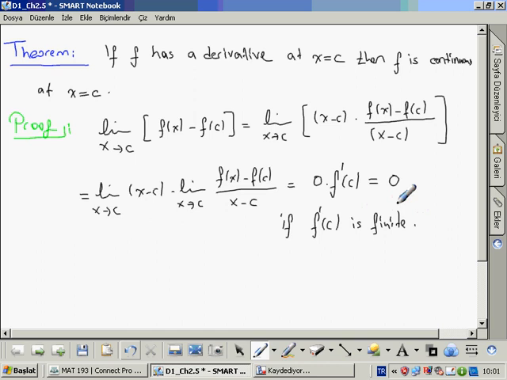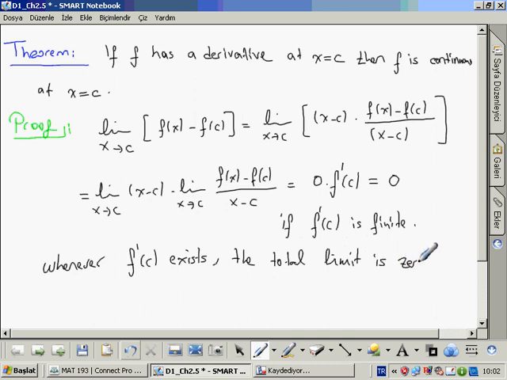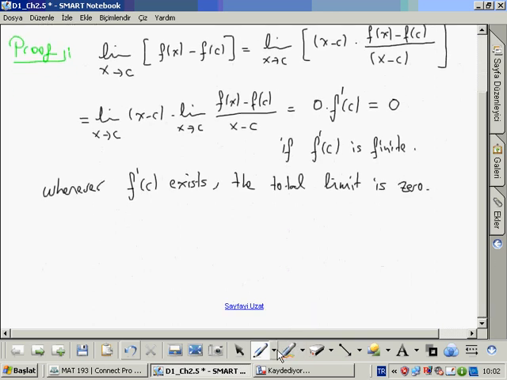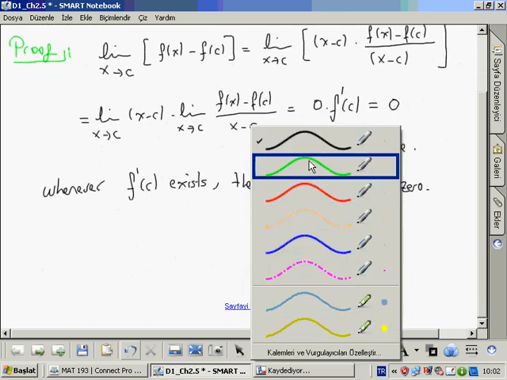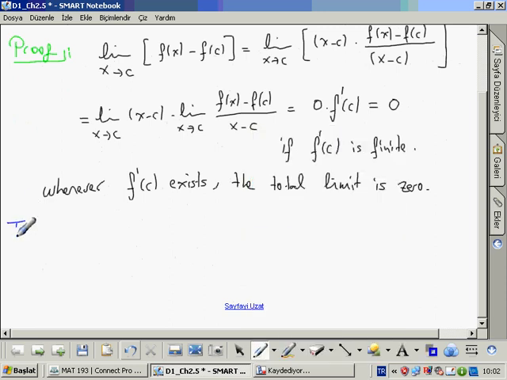And whenever f prime of c exists, the total limit is 0. Okay, and as a result of this proof, I'll give you another theorem, which is a very popular theorem. Listen to me carefully.